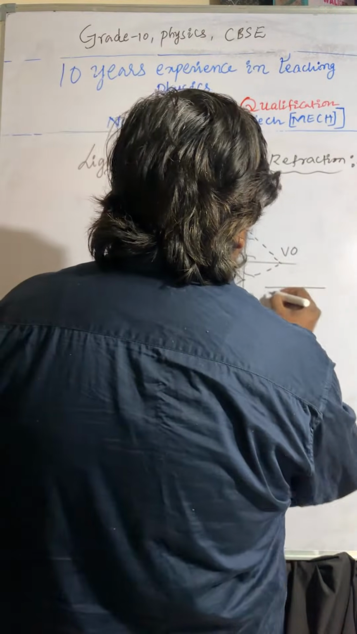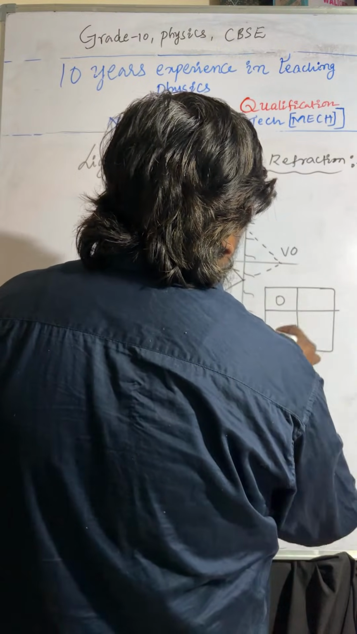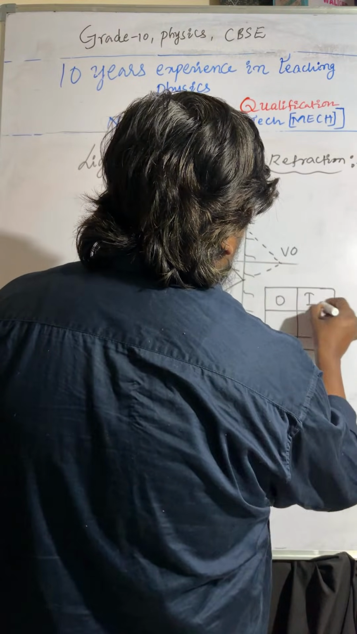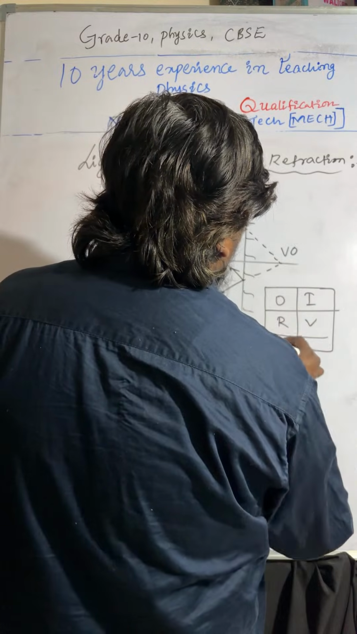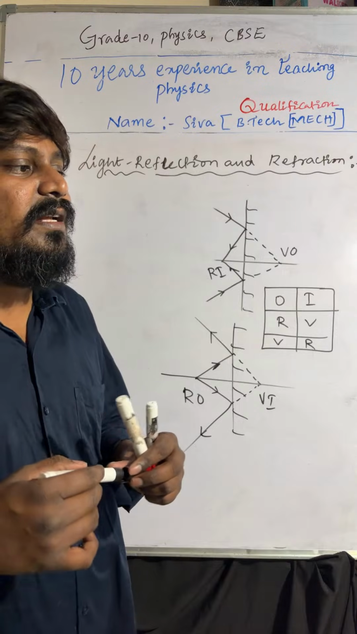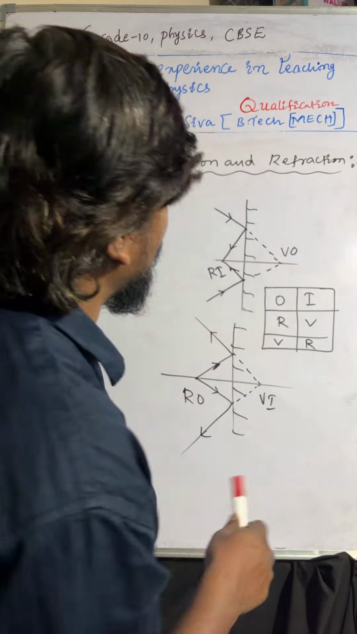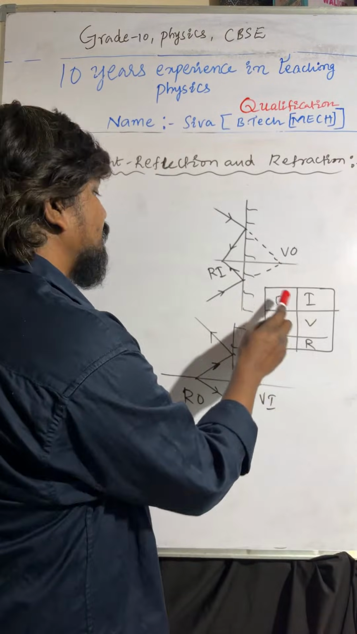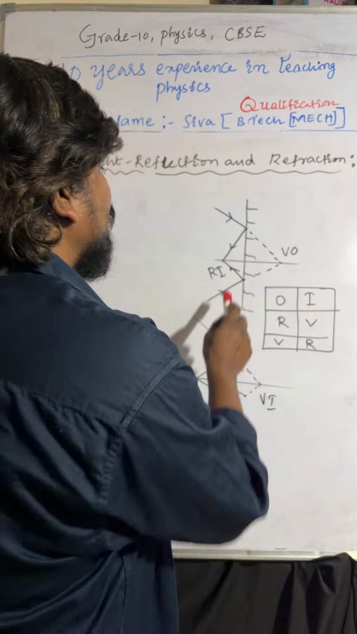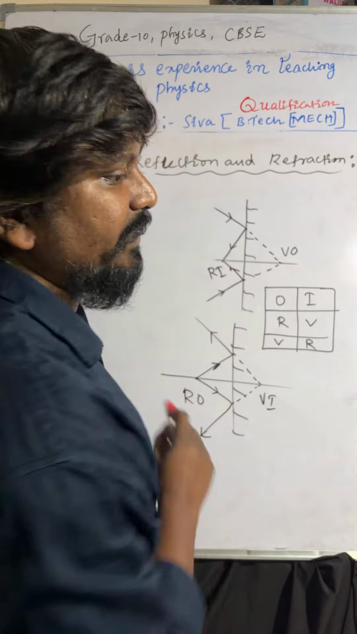So you can observe here: object is real, image is virtual. Object is virtual, image is real. I hope it is very clear. Let me help you understand the concept. Object is real, image is virtual. Object is virtual, image is real. So here is the real image, this is a virtual object. Real object and virtual image. Understood or not?